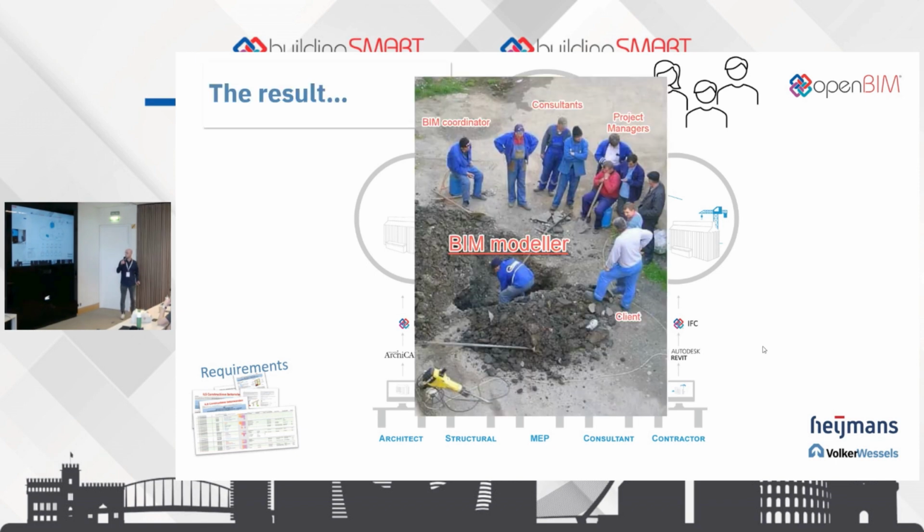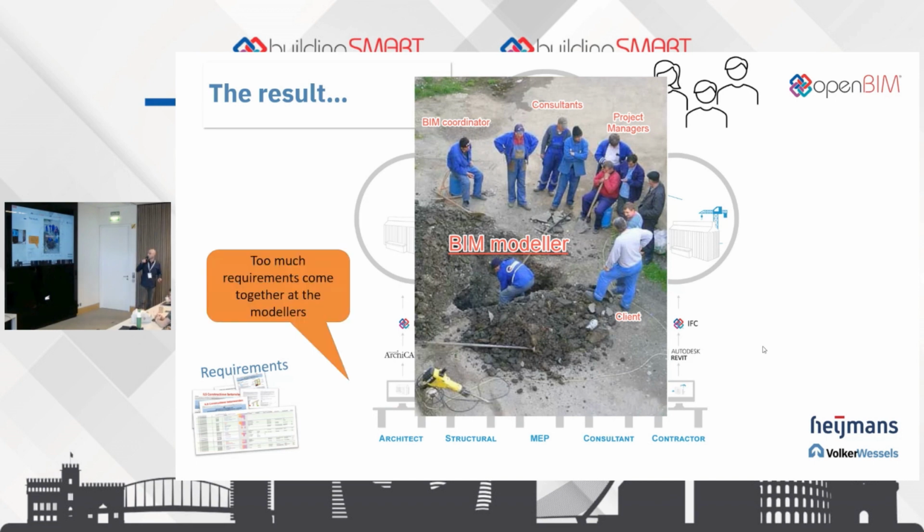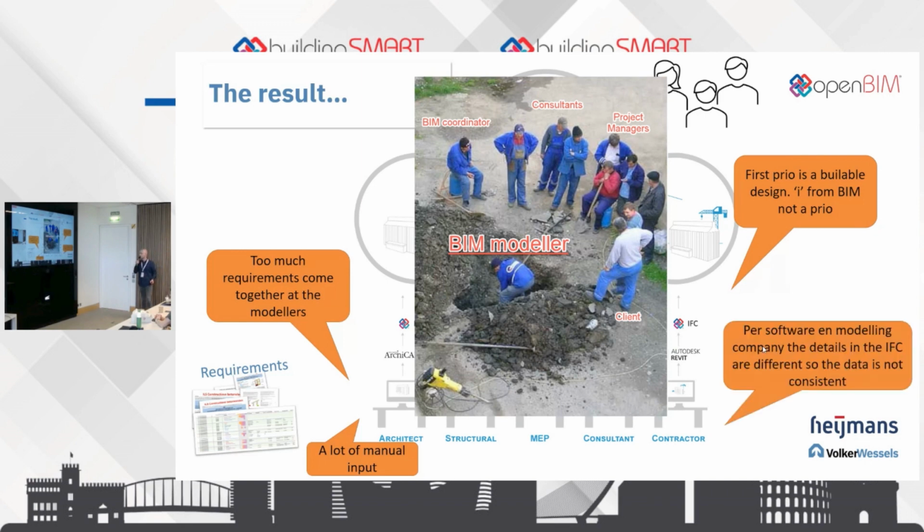But the main problem is actually this. We have the modeler, who has a lot of requirements, and we have all those people shouting around: I want this in my model, I want this in my model. And they're all relying on the single modeler, who is the only one at the moment who can really add consistent information to the model. So it becomes too much for the modeler. It's a lot of manual input, and the details per software modeling tool are just different, right? If you make an IFC export from Revit, it is different in the details than from Archicad, SketchUp, etc.